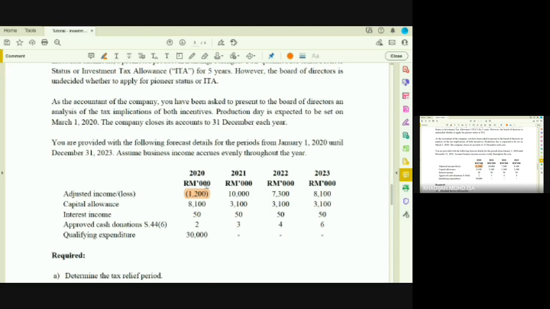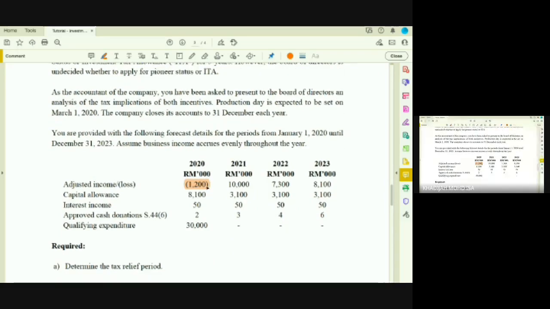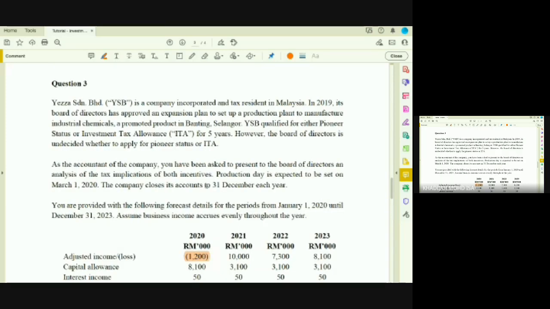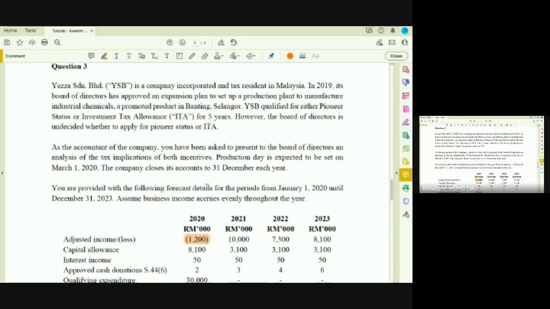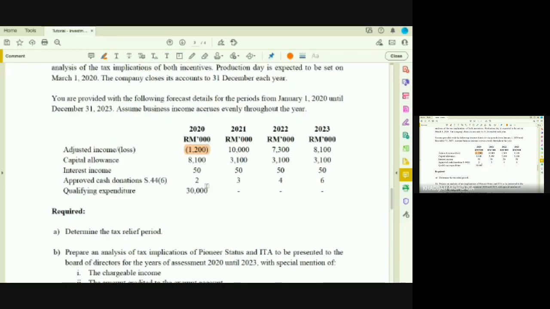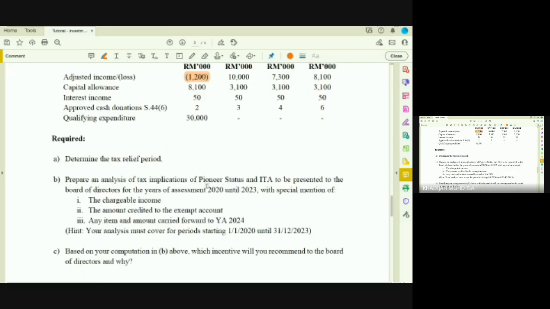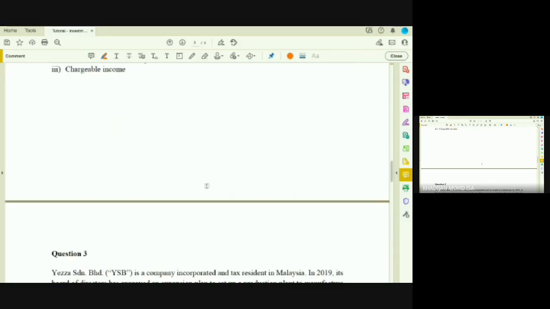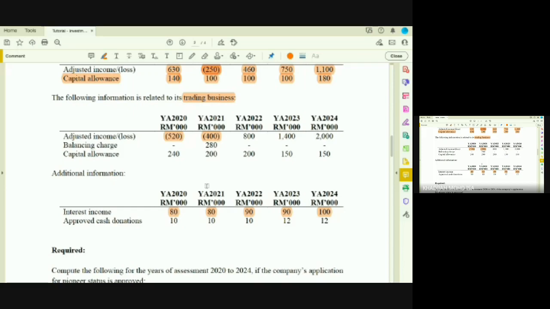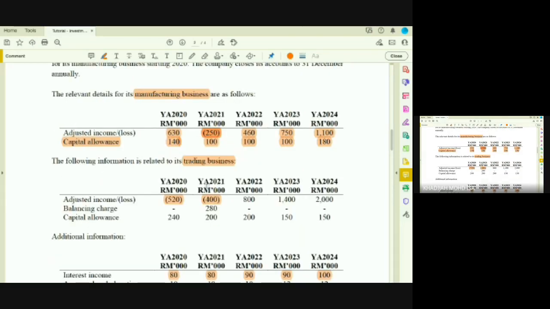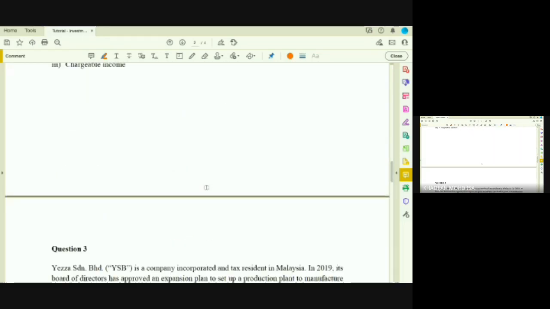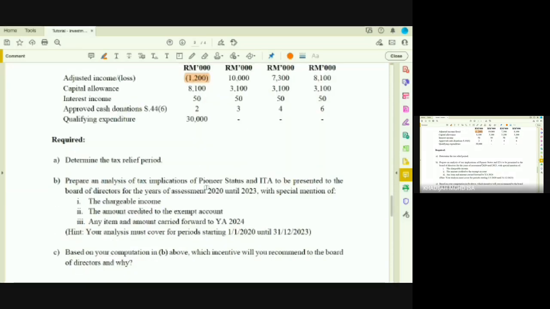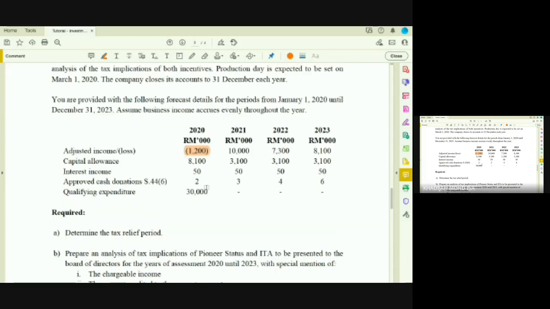But again, it depends on your computation. For this question, because we have only done pioneer status, I want you to do pioneer only. Then next class when we cover ITA, you are going to do ITA for the same question using the same information. Similarly, you can do the ITA later for your question number 2 and number 1, even though it's not required here. Using the same information, you can do 2 computations.